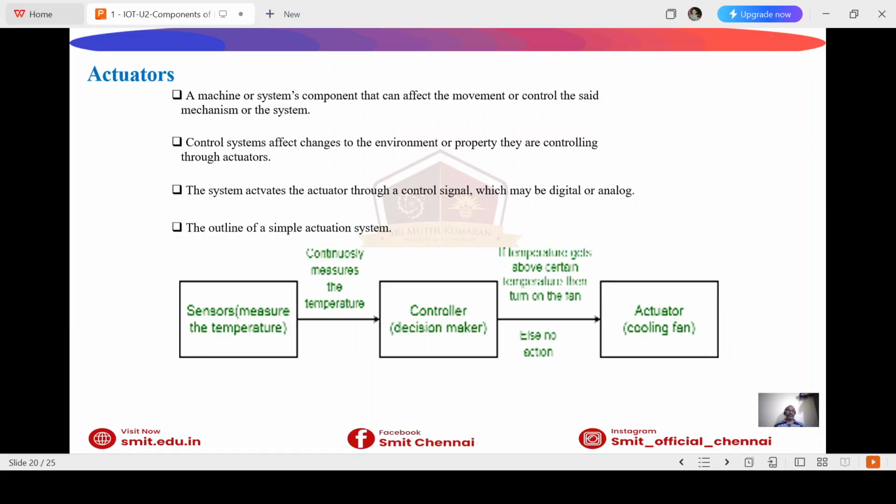Now we are going to see about the actuators. Actuators are nothing but just the opposite of the sensors. They accept the electrical signal as input and give mechanical output. For example, based on the sensed value of the temperature, the controller makes decisions, and if the temperature goes above a certain level, then the cooling fan has to start working with the help of the actuator.